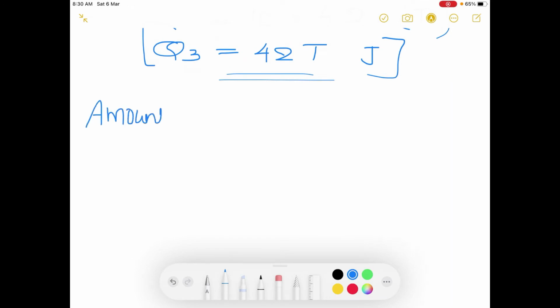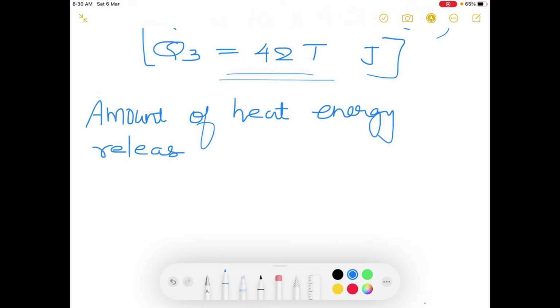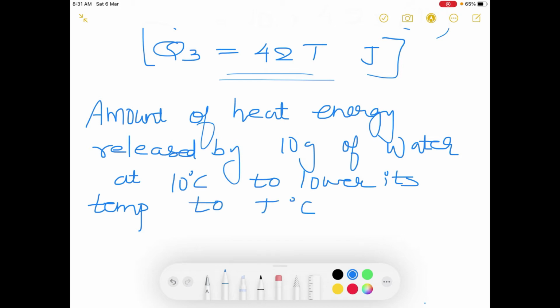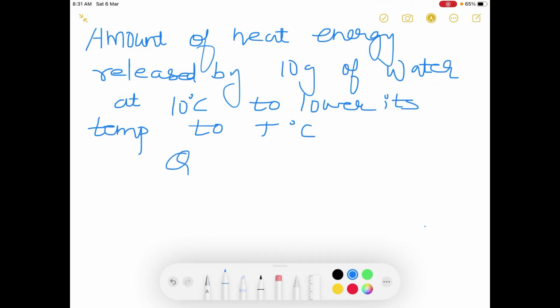So now amount of heat energy that is released by 10 gram of water at 10 degrees Celsius to lower its temperature to T degree Celsius. આપણી પાસે છે નહીં ટેમ્પરેચર તો T degree Celsius. ઓકે, એને કહી દઈએ Q.